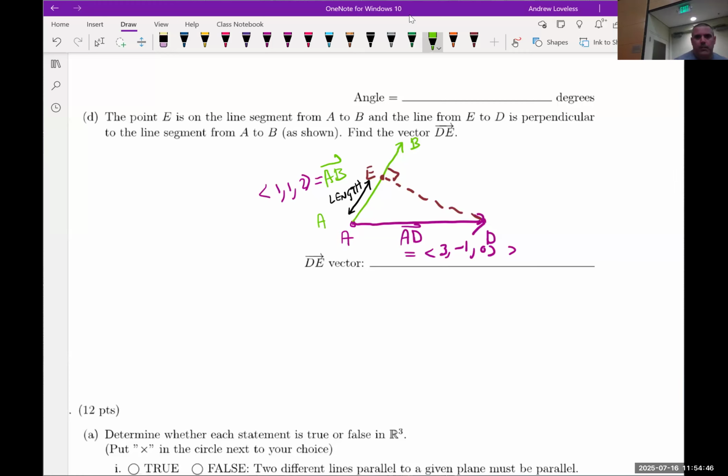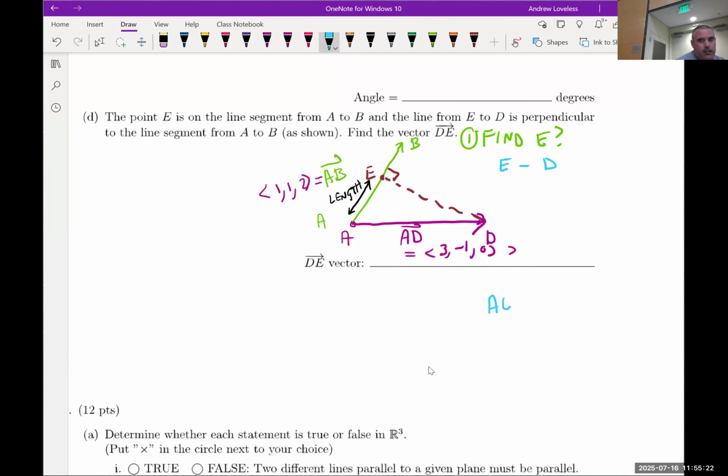So I have a few strategies. We could try to find E. That's one idea. If we could find E, then we would have our answer. You could just subtract. So if I could figure that out, I could do E minus D the way we typically do. So that's one strategy. We can just find the point E.